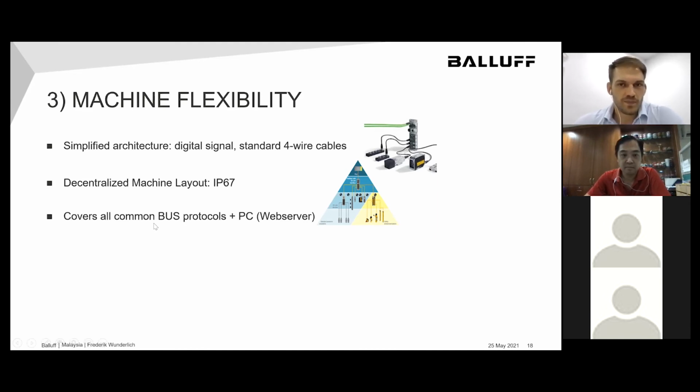I already mentioned that we have masters for all kinds of bus protocols. So here I can connect to all PLCs, as well as you can connect to any kind of computer using a web browser.